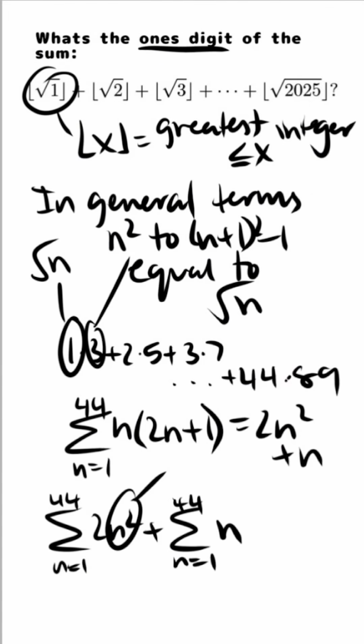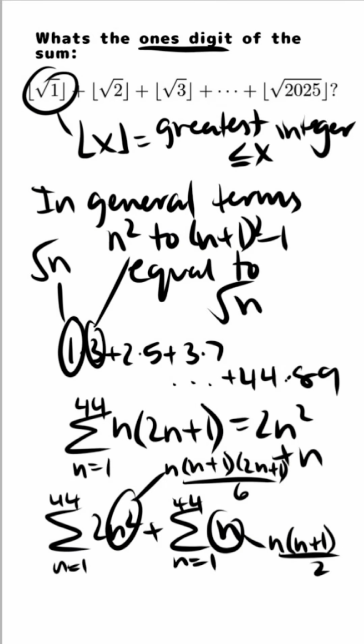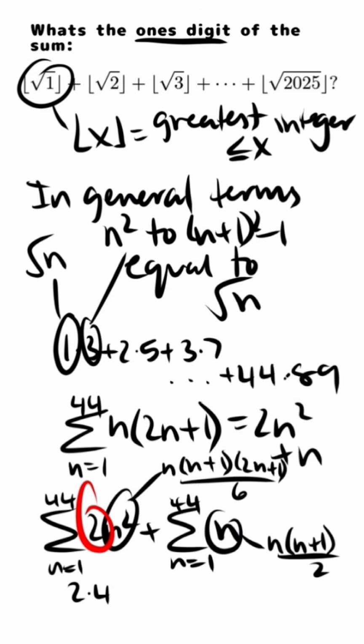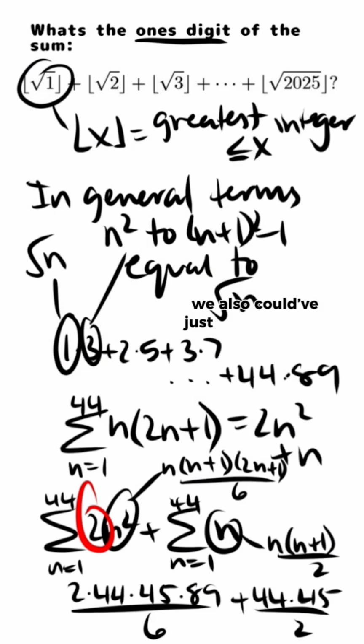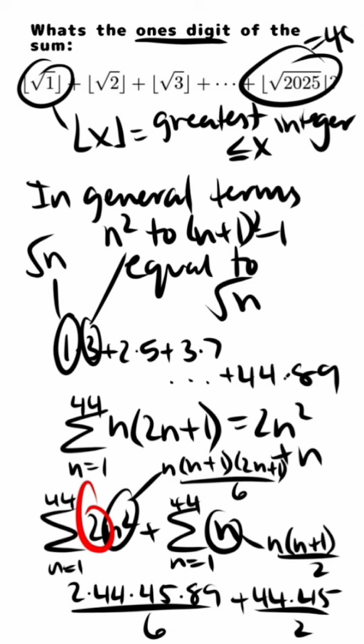All the squares up to n squared can be summed as n times (n plus 1) times (2n plus 1) divided by 6, while all the positive integers up to n can be summed as n times (n plus 1) divided by 2. Since these summations go up to n = 44, we can plug that into these formulas and know that we have to multiply the formula for the squares by 2 since it's 2n squared. But we also excluded floor square root 2025, which only appears once, and this equals 45, which we have to add onto the sum, and getting the ones digit of this, we get 5.